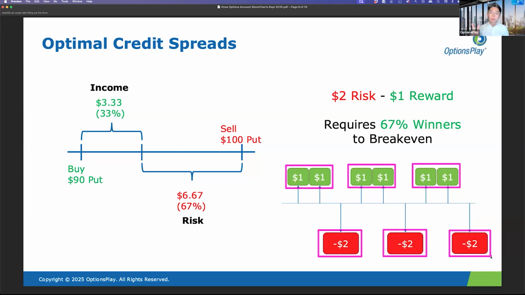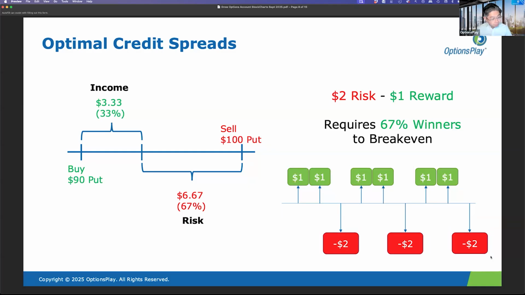Does that make sense, everyone? Please type 2 into the chat window if the relationship of what you can potentially make versus what you can potentially lose makes sense to you, because it's really straightforward, right? Anytime you sell a credit spread, there's 2 strike prices. Whatever you make, the rest of it is what you can lose, okay? So this is what I consider the optimal credit spread, or rather the bare minimum of what you want to choose when you're selling a credit spread.